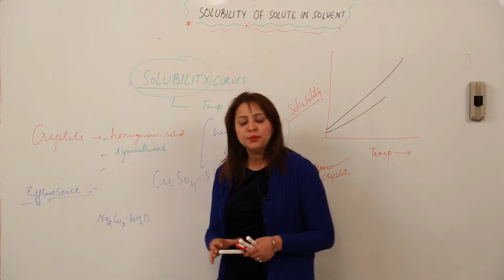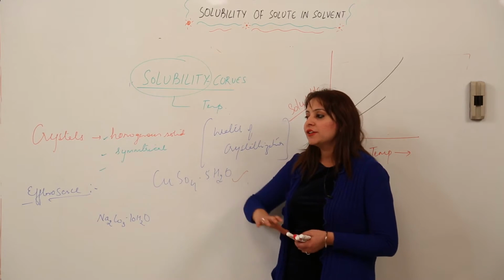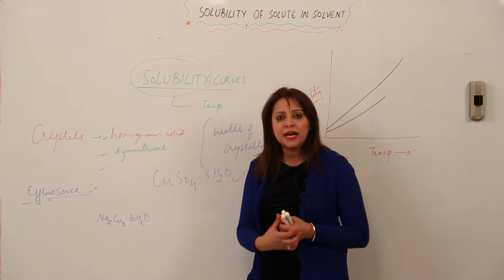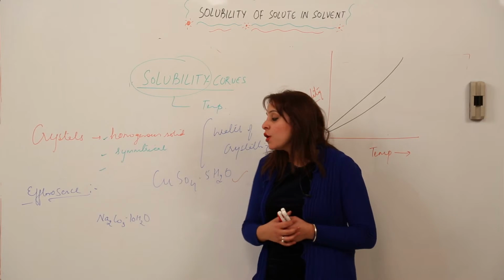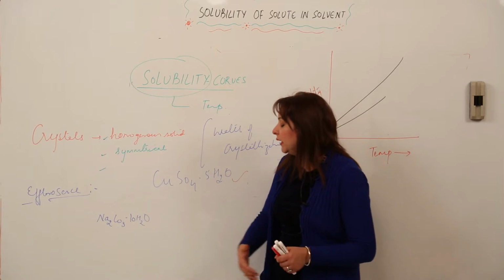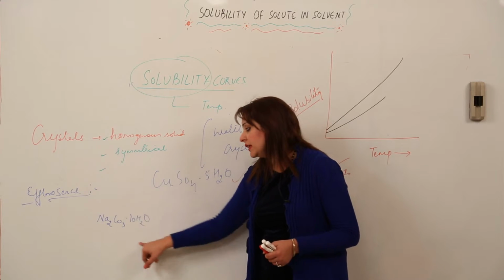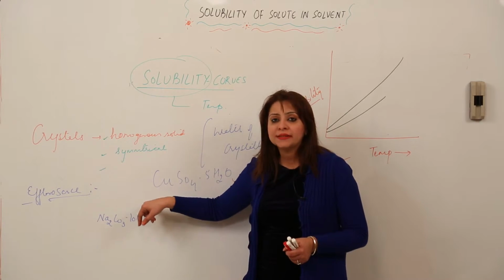Washing soda has great importance. It is used in the glass industry. It is also used in detergents, because it has a cleansing action as well. The formula which denotes washing soda is Na2CO3·10H2O. You get to see this 10H2O, which means it has water of crystallization.